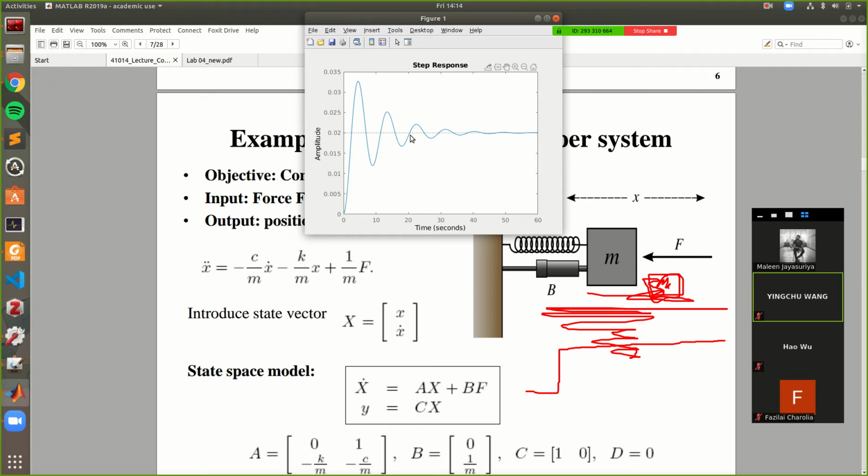So this final value that it settles down to is called the steady state value, right? And you can see that it oscillates and comes down to this steady state value, right? So if the system suddenly gets a step force, this is how it will behave, right? This is a completely open loop system, and this is how it behaves. Any questions?